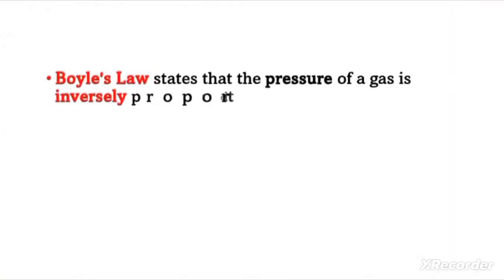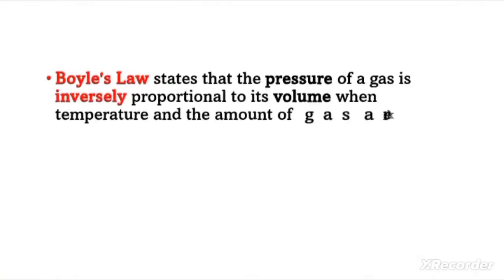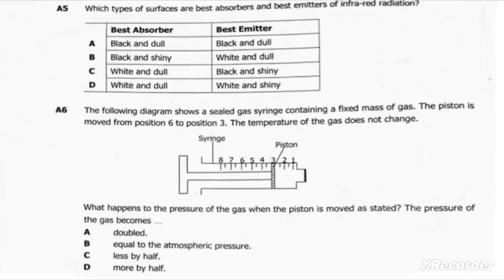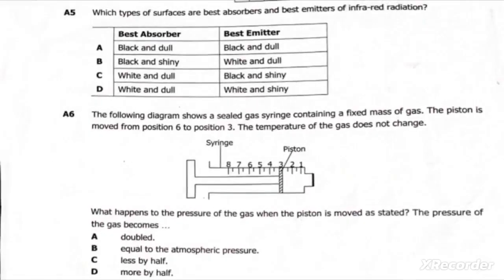Boyle's law states that the pressure of a gas is inversely proportional to its volume, provided the temperature is kept constant. We also need to remember another concept: remember we are told that the initial volume was 6, then the volume has been reduced by half. So when volume reduces by half, the pressure will increase by half.